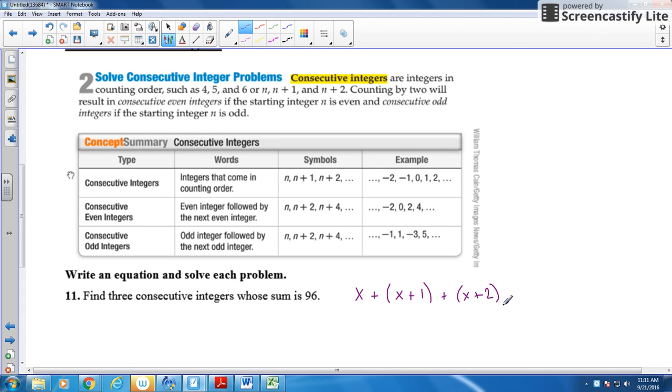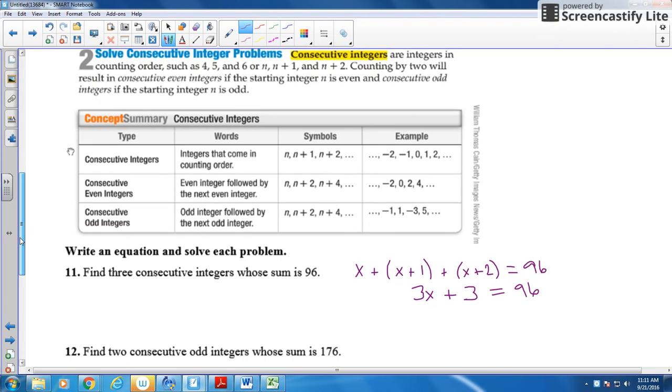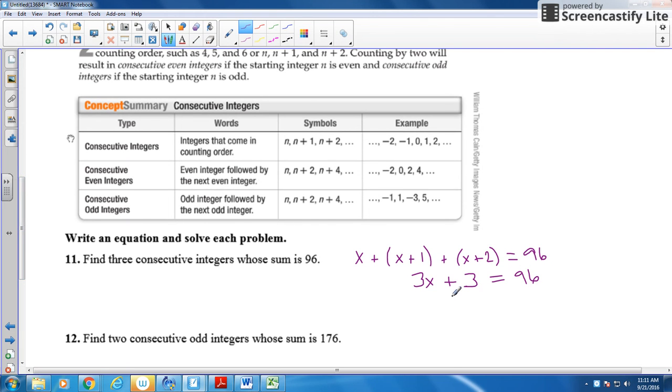Remember, those parentheses are not necessary in reality. It just helps us kind of visualize that these are 3 separate integers being represented, but you don't have to use them. And the sum is 96. Okay, well, when I add my like terms together, I end up with 3x plus 3 equals 96. Then I subtract 3 on both sides, and I get 3x equals 93.